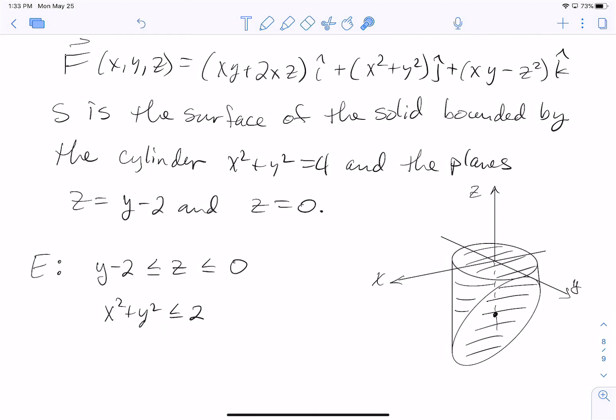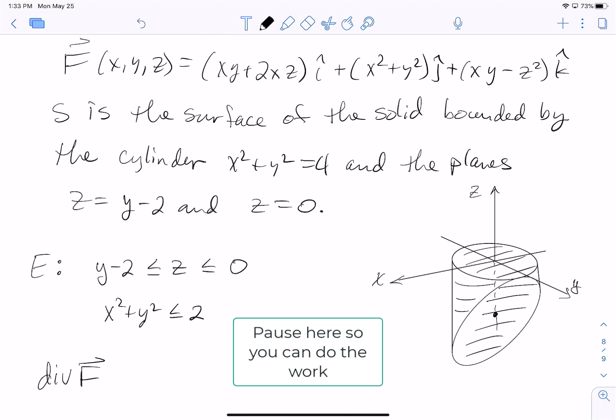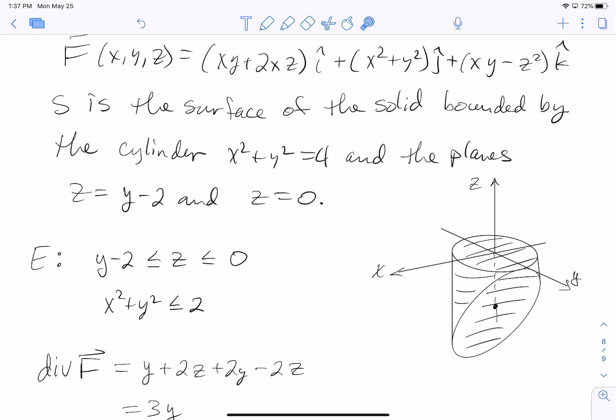With that in mind, I'd like for you to go ahead and find the divergence of F, set up the integral, and get it as far as you can. Just want to make sure you're on the right track here.